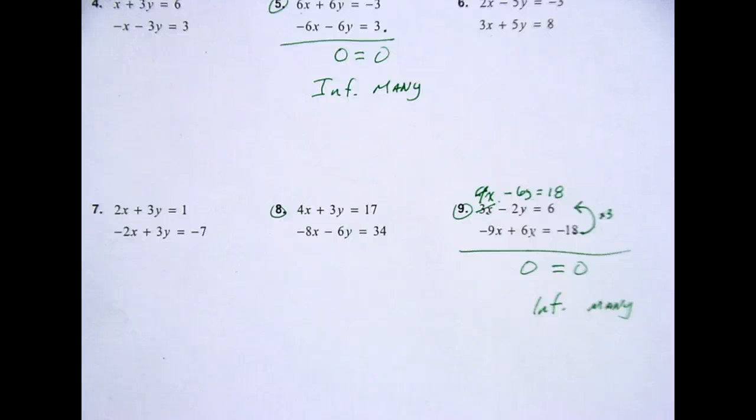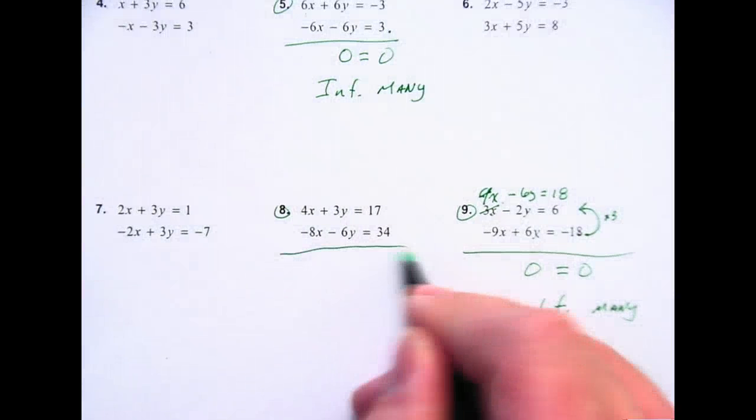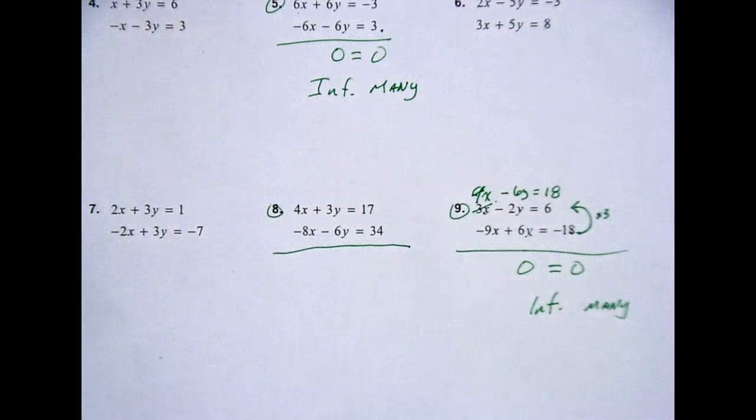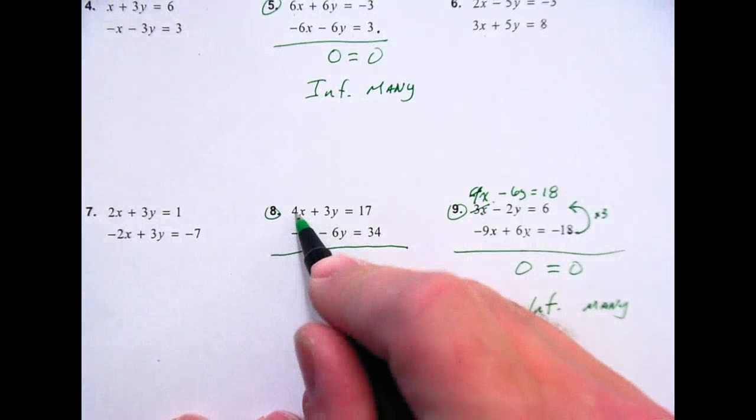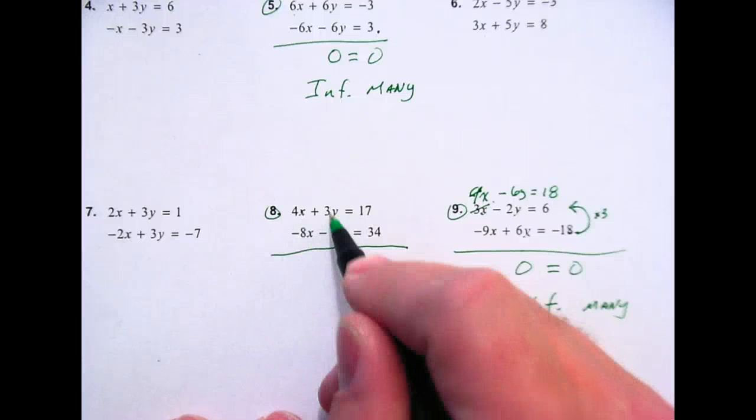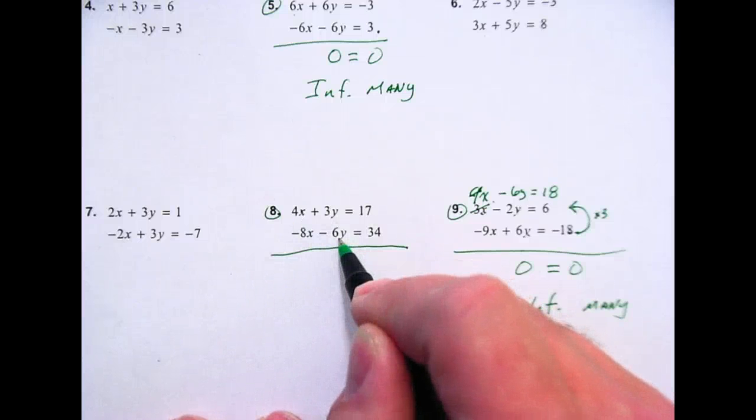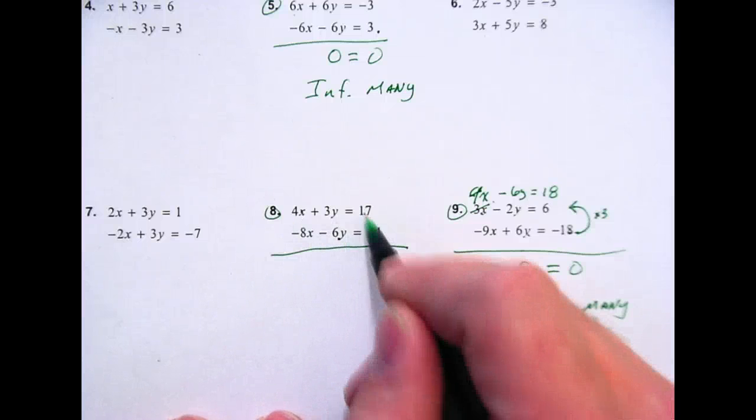All right. How about this one? Infinitely many or no solution? Looks like I could double this to get that. Or, excuse me, double this to get that. Multiply by negative 2. Can I multiply this by negative 2 to get that? That's cool. How about this?